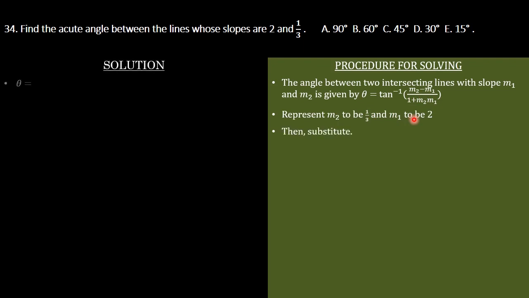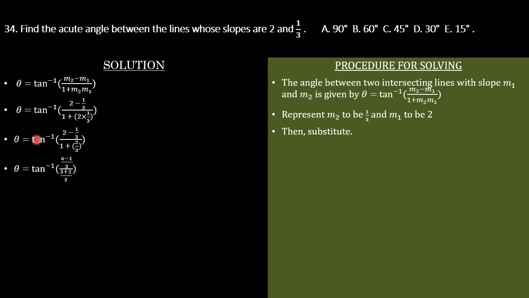Theta is equals to arctan into bracket m2 minus m1 over 1 plus m2 multiplied by m1. Let's substitute. Theta is equals to arctan into bracket 2 minus 1 over 3 over 1 plus 2 multiplied by 1 over 3. Theta is equals to arctan 2 minus 1 over 3 over 1 plus 2 multiplied by 1, we have 2 over 3. Theta is equals to arctan. The LCM of the numerator here is 3. Let's make it a single fraction.